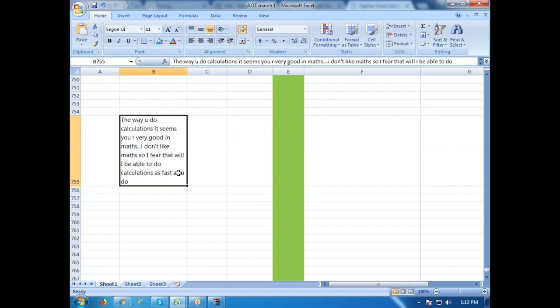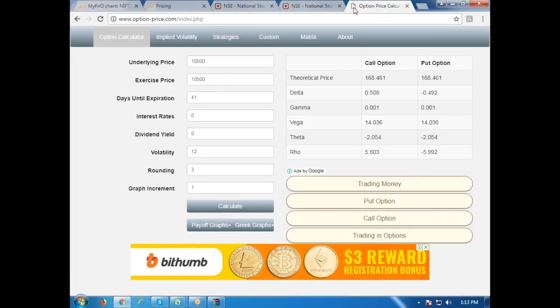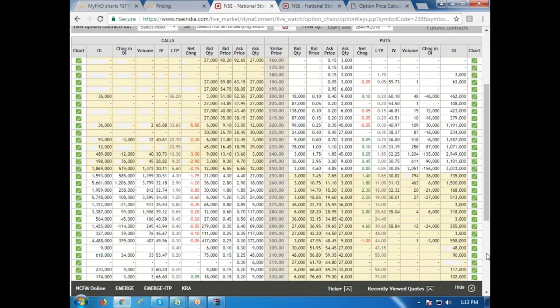Thanks for the compliment, Ankit. But let me tell you something about it. Let me tell you something about options and why these calculations. What do you see in this page? What do you see exactly in this page, Ankit? Or anyone?